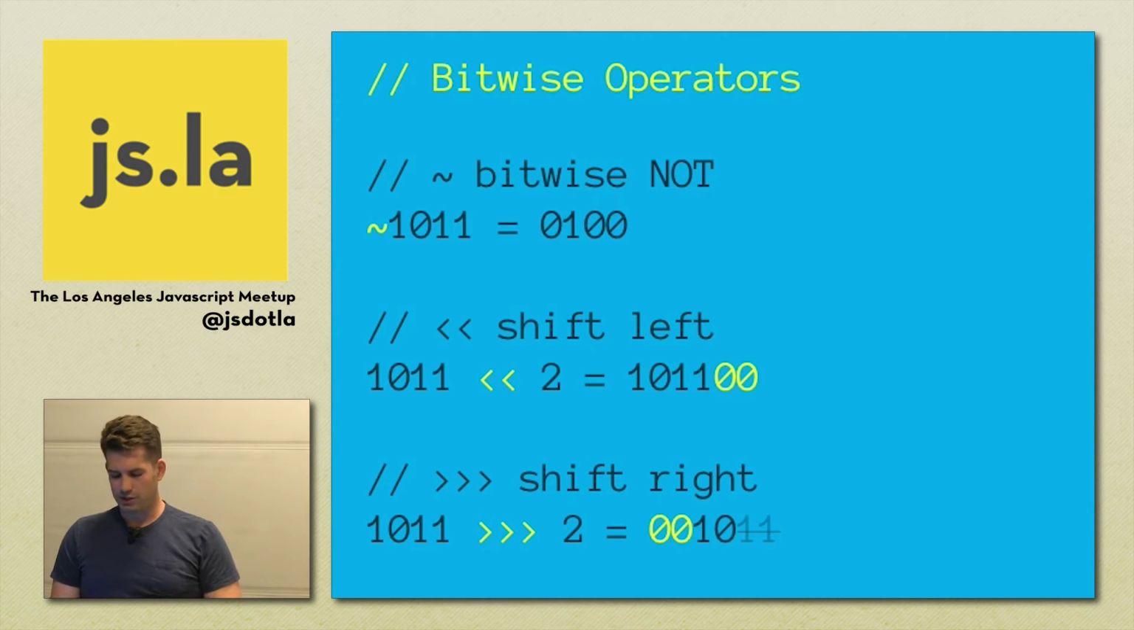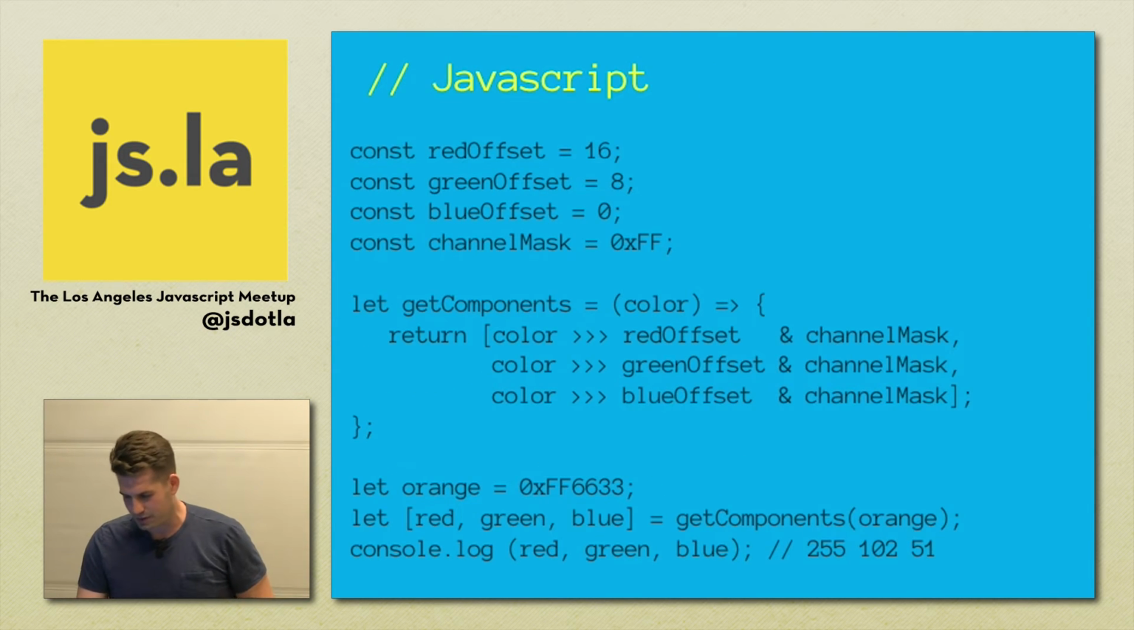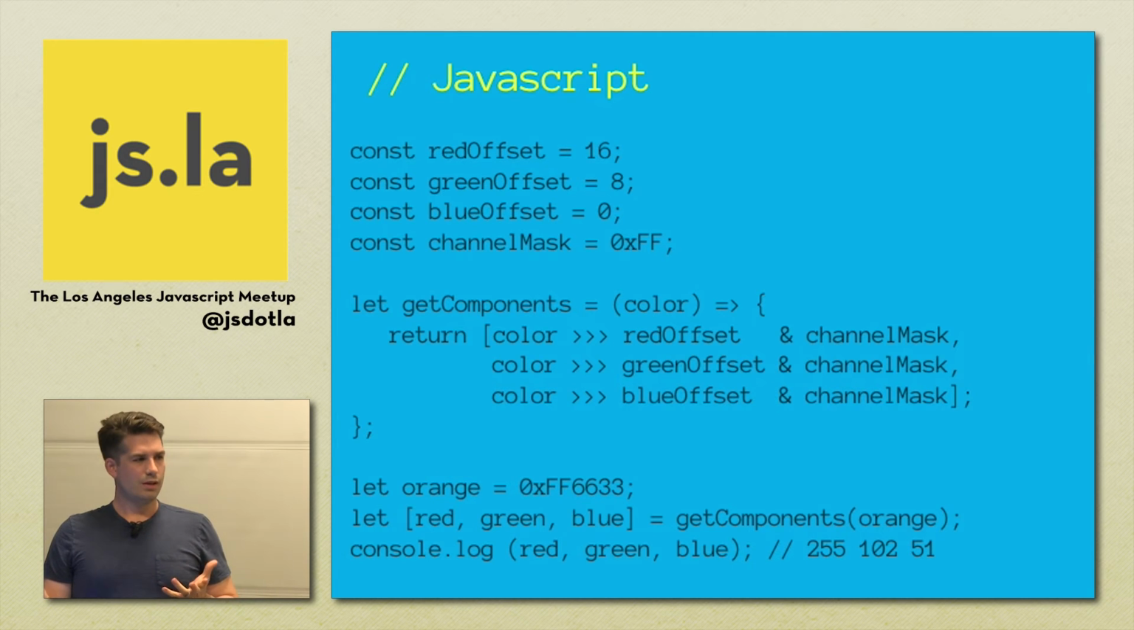And I'll show you how you actually would use this. This is kind of not very helpful until you start using it for something practical. So this is a really common little bit of code, and it's basically getting the components of a color that's written in hex format.